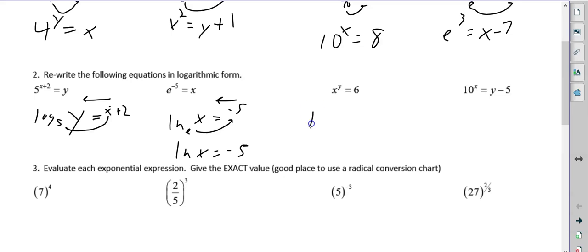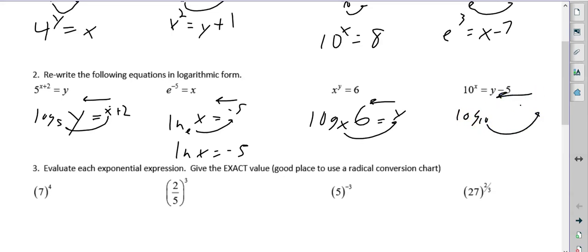Okay, no e, so we have a log again. Our base is x, so again, x to the y equals 6. Now in this one, you don't have to write the 10 here. Okay. 10 to the power of x equals y minus 5. Again, you could just write that as log y minus 5 equals x. You don't have to put the 10 there. It's just understood. Either way is fine.